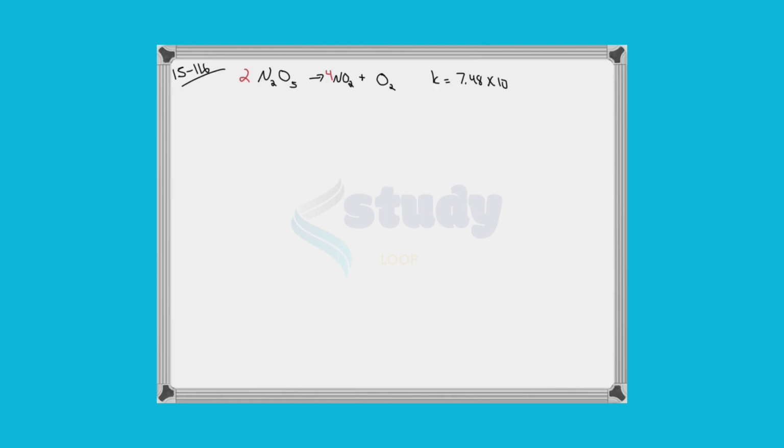You'll notice that it is not balanced, so we have to balance it by putting a 2 in front of the reactant and then a 4 in front of the NO2 product. This then gives us 4 nitrogens, and 10 oxygens, and 10 oxygens.